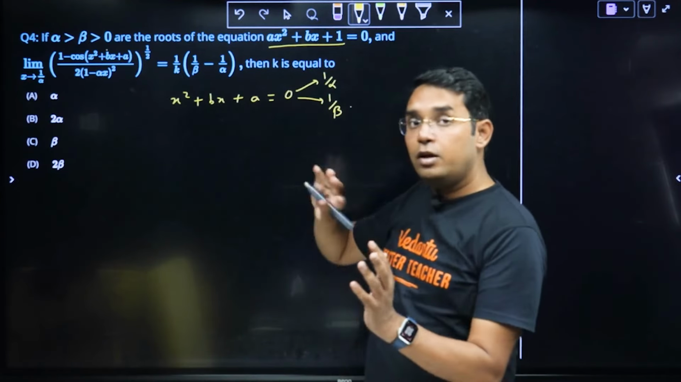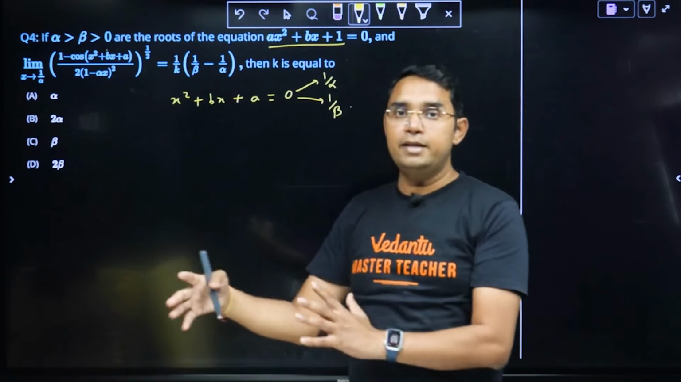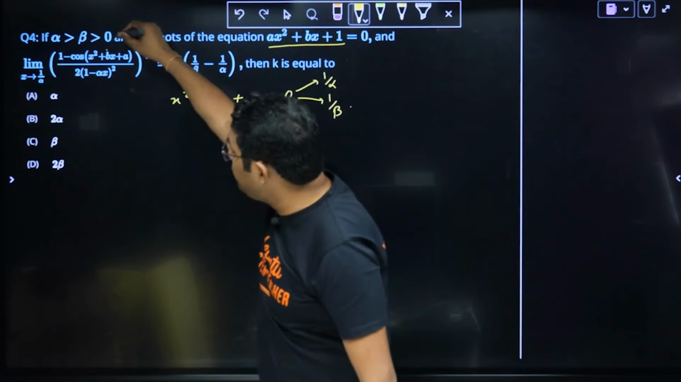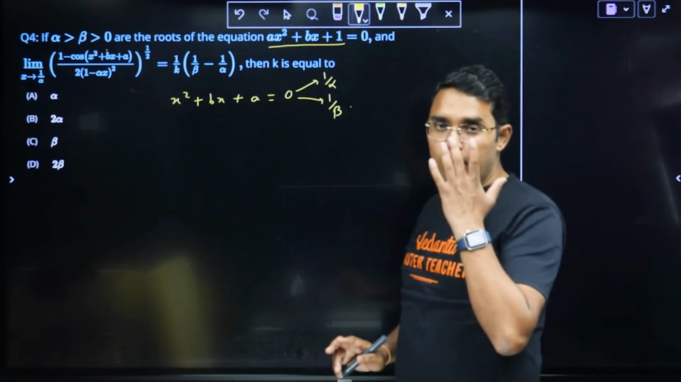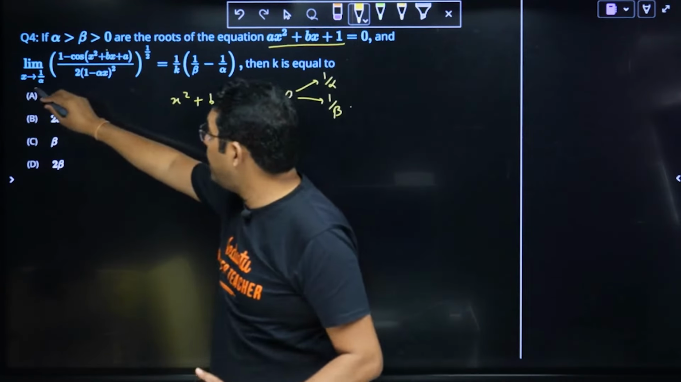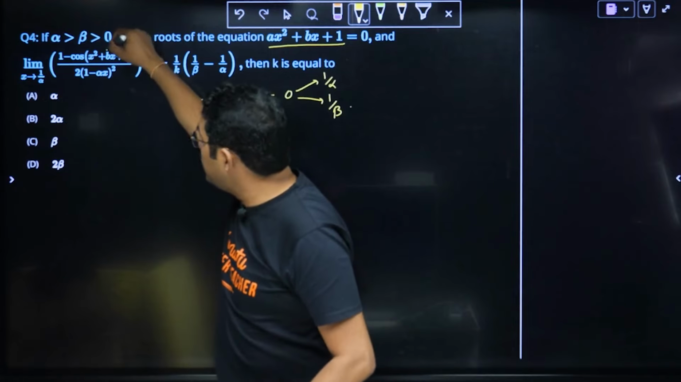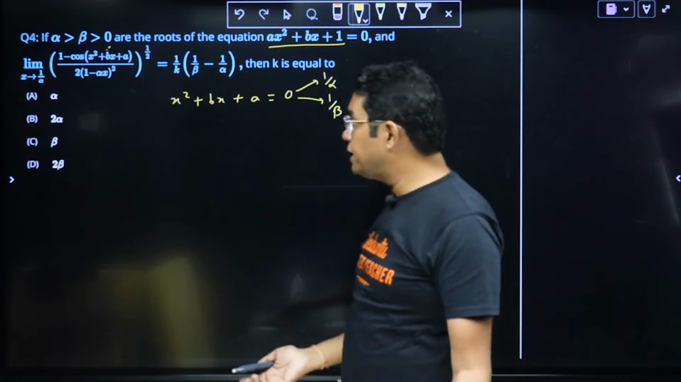The leading coefficient will go to the constant term and the second leading coefficient will go to the coefficient of x, like that. So here, this quadratic which they have used in this limit actually has roots 1 upon alpha and 1 upon beta. So this is actually 0 upon 0 form, because as x approaches 1 upon alpha, this quadratic will become 0 and 1 minus cos 0 will be 0. So that's 0 upon 0 form.